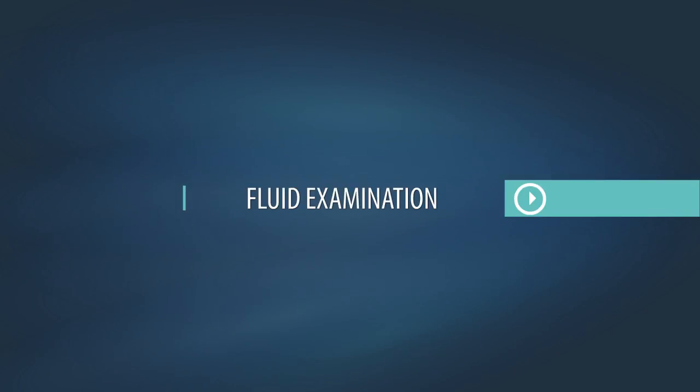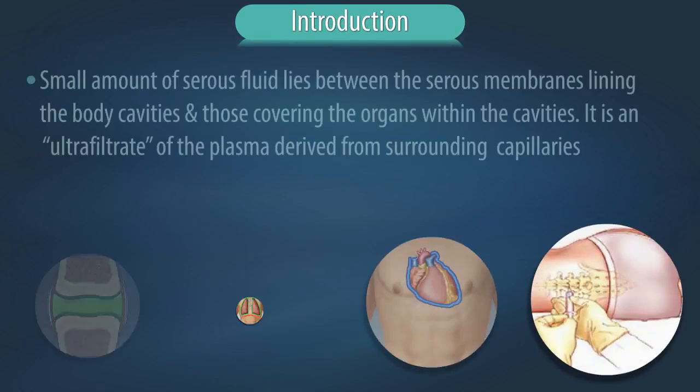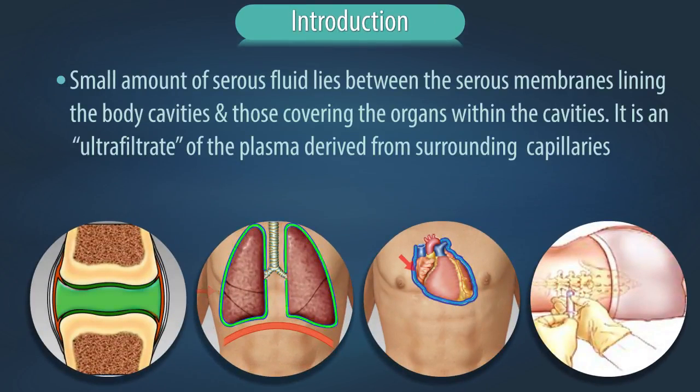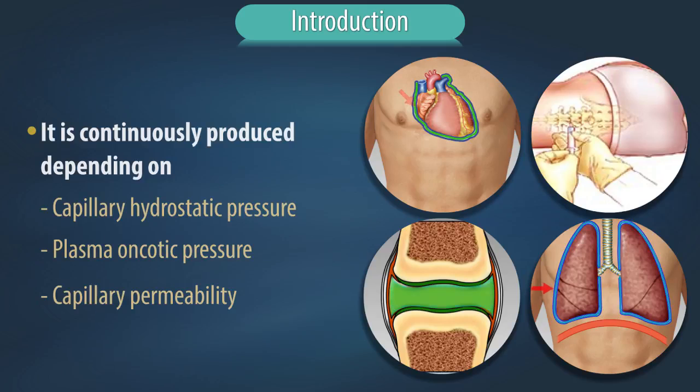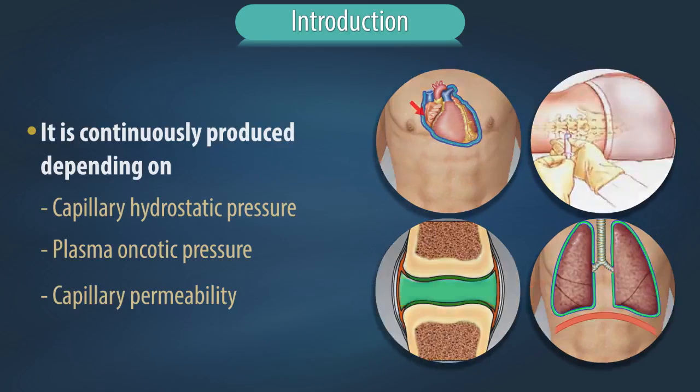Fluid examination. Small amounts of serous fluid lie between the serous membrane lining the body cavities and those covering the organs within the cavities. It is an ultrafiltrate of the plasma derived from surrounding capillaries. It is continuously produced depending on the capillary hydrostatic pressure, plasma oncotic pressure, and capillary permeability.